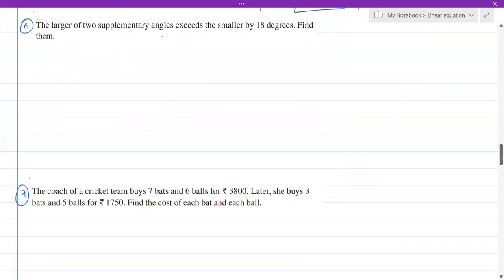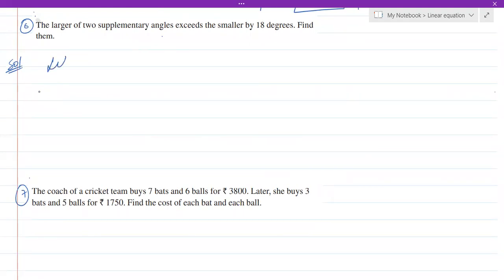The larger of two supplementary angles exceeds the smaller by 18 degrees. Find them. So we have to find the supplementary angles. What are supplementary angles? A pair of angles, that is two angles, are said to be supplementary if their sum is 180 degrees, isn't it?